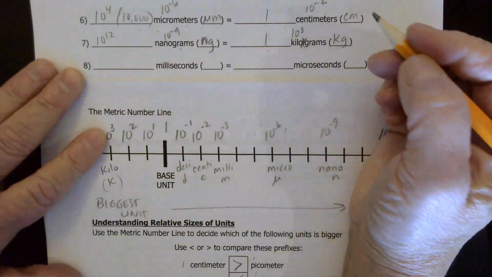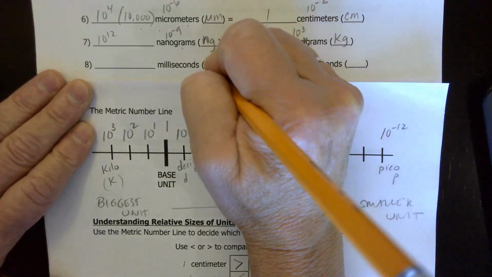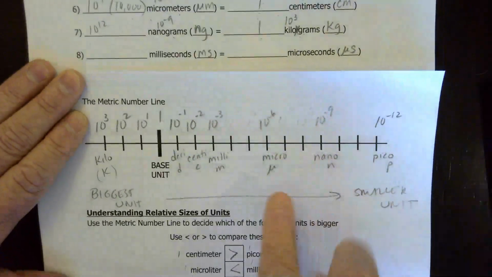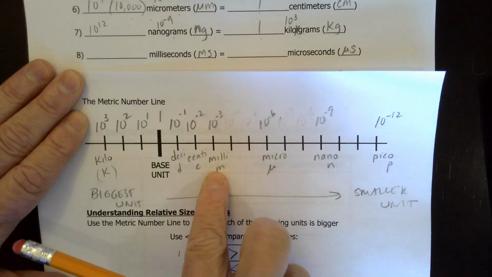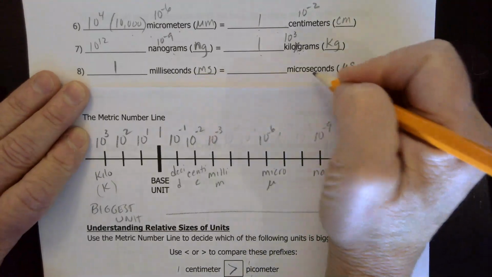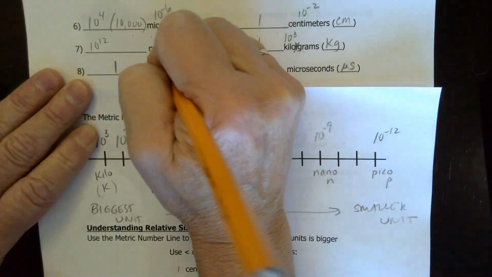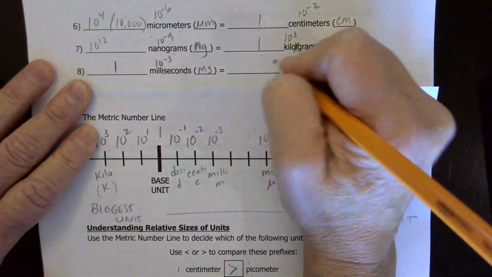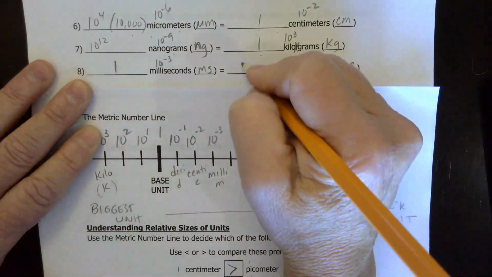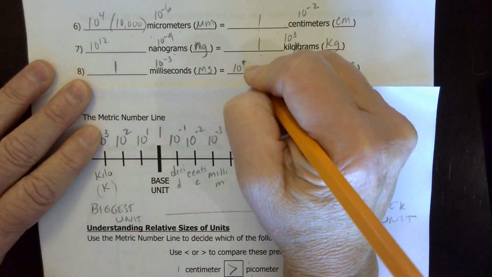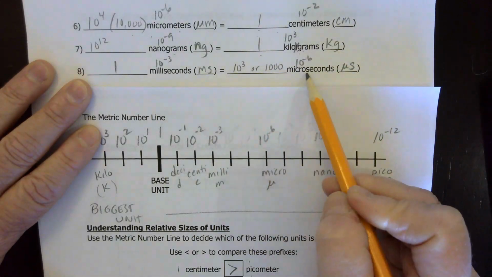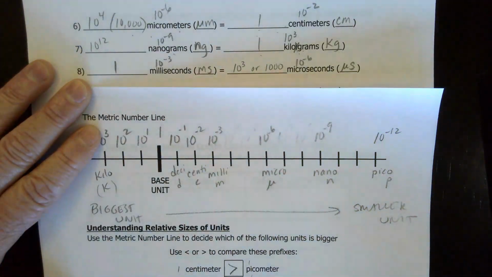All right, milliseconds versus microseconds. Milliseconds is MS, microseconds is US. Which one is bigger? Comparing milli and micro, milli is bigger, so I will say 1 millisecond is how many microseconds? Well, milli is 10 to the minus 3rd, micro is 10 to the minus 6. That's a difference of 3 decimal places. 3 decimal places is 10 to the third, or 1,000. So we would say that there are 1,000 microseconds in 1 millisecond.